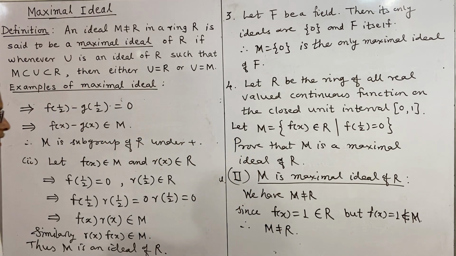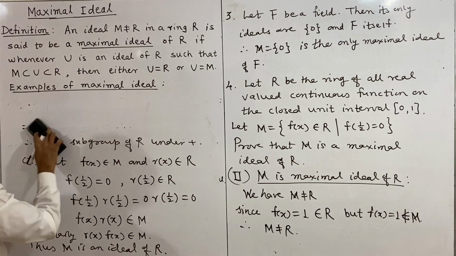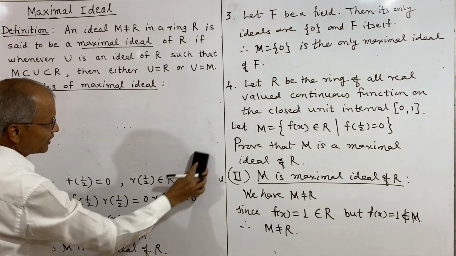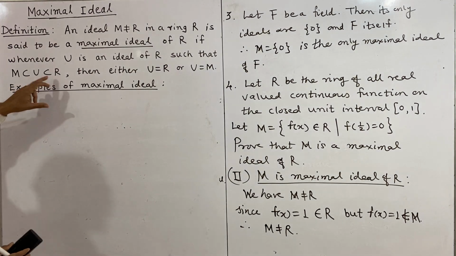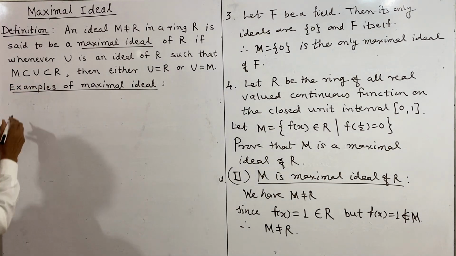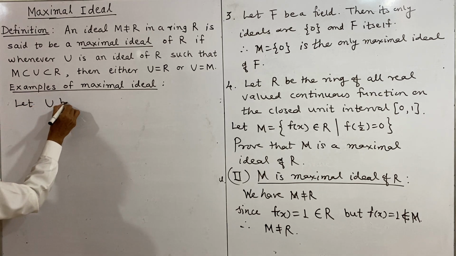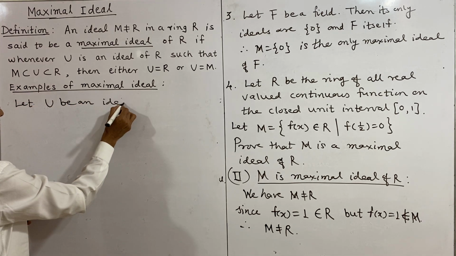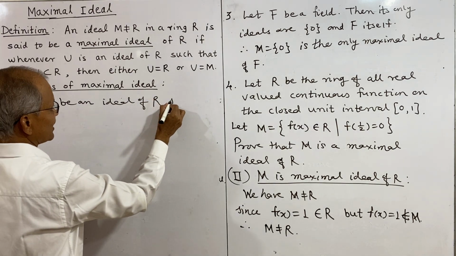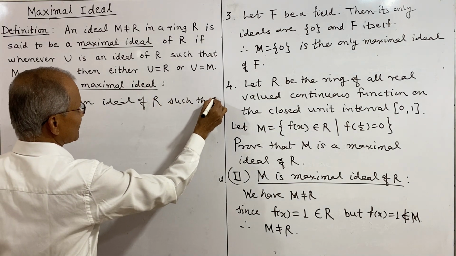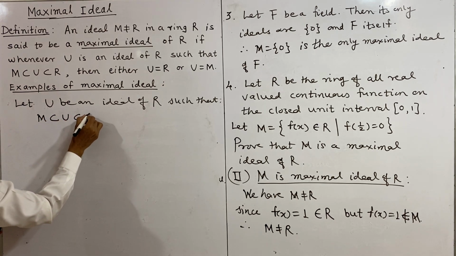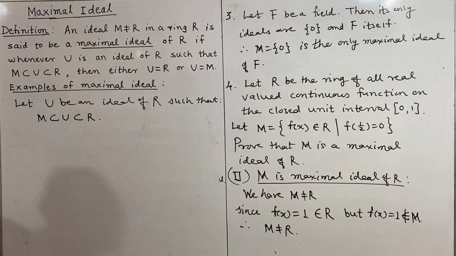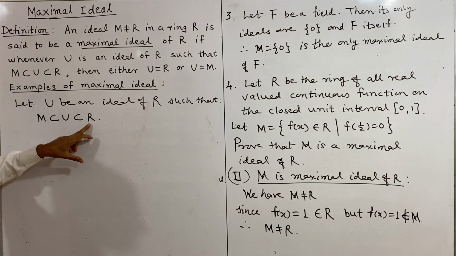And now we shall consider an ideal U of R which is between M and R, according to the definition we want to prove. Now let U be an ideal of R such that M is a subset of U is a subset of R. Now if M is not equal to U, then we must have U is equal to R.